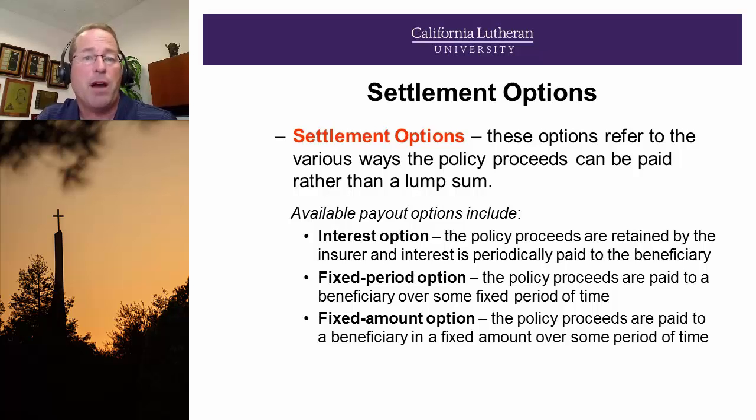There's the fixed amount option, where the policy proceeds are paid to the beneficiary in a fixed amount over some period of time. So let's say, for example, there's a $100,000 death benefit, and the beneficiary says, I'd like to receive $800 a month. So that beneficiary will receive the $800 until the entire death benefit is exhausted. And along the way, typically interest will be added to the undistributed portion of the death benefit.